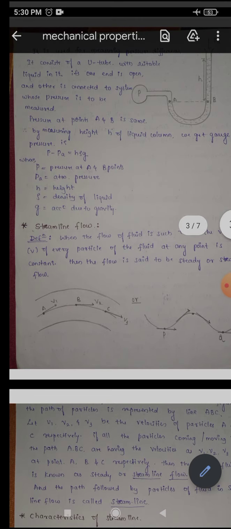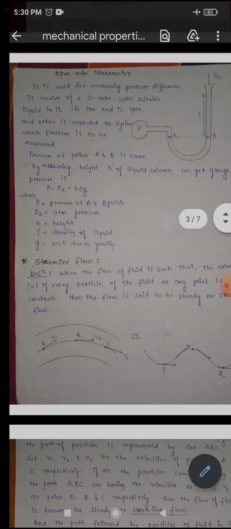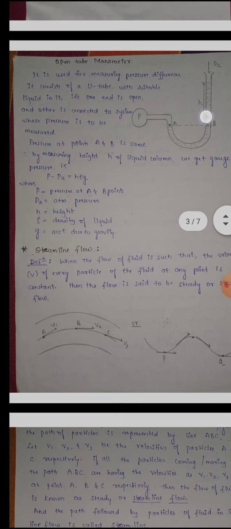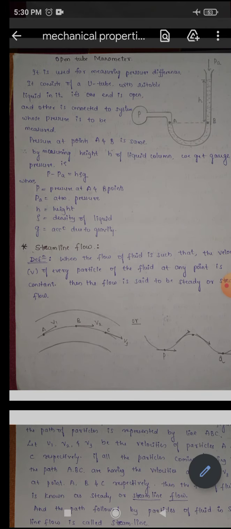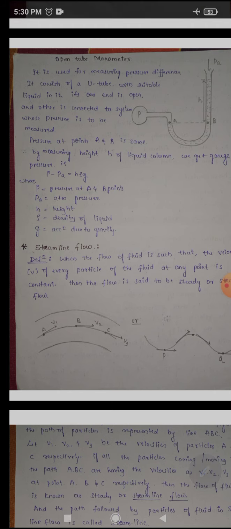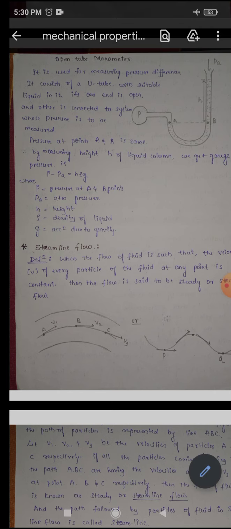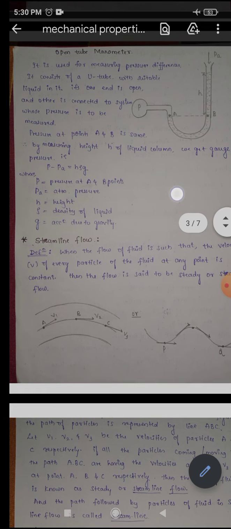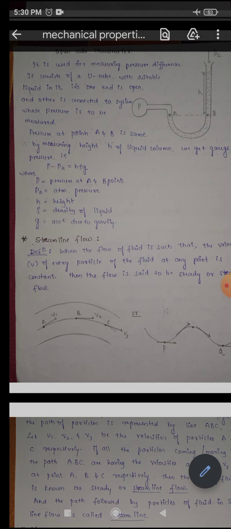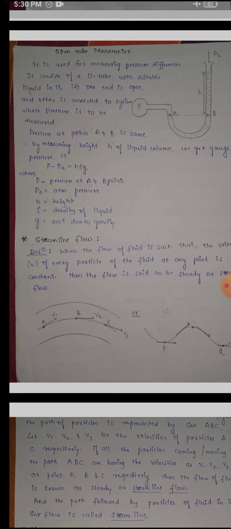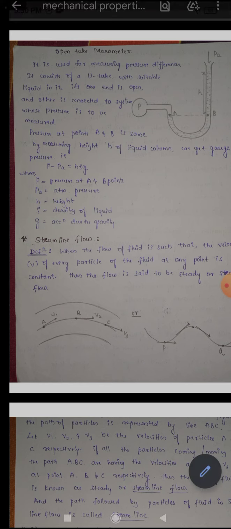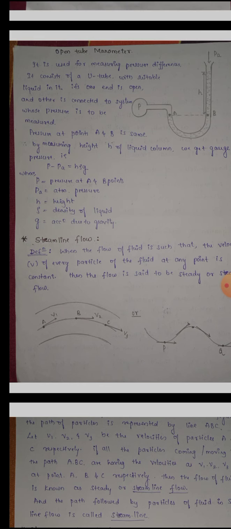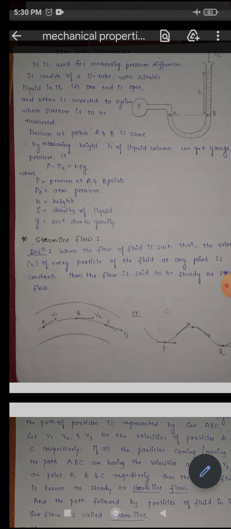So next we got to know the pressure at points A and B. By measuring the height H of the liquid column, we can calculate the gauge pressure difference, that is P minus PA is equal to rho g h, where P is the pressure at point A and B, which is the same for both A and B, and PA means the atmospheric pressure.